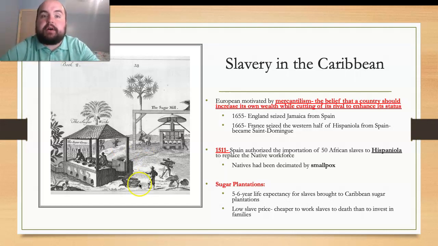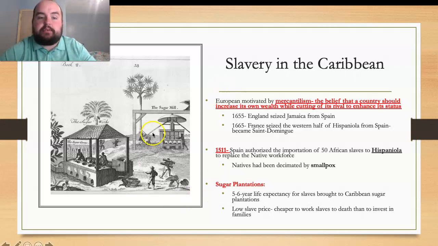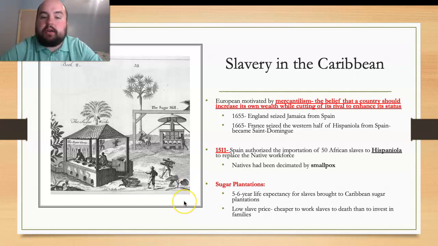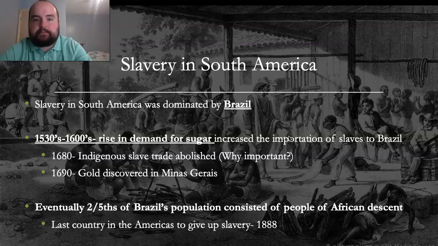And something else that reveals the cruelty of this system is that there was a low slave price at the time, and for protecting the slaves, it was actually cheaper to work slaves to death than to invest in the families. So instead of trying to invest into the slave system to keep slaves alive longer and more productive, they didn't even worry about doing that small, quote-unquote, kindness. They would just work them to death so they could buy other slaves for a very cheap price. So again, a very horrific system that characterized much of the Caribbean.